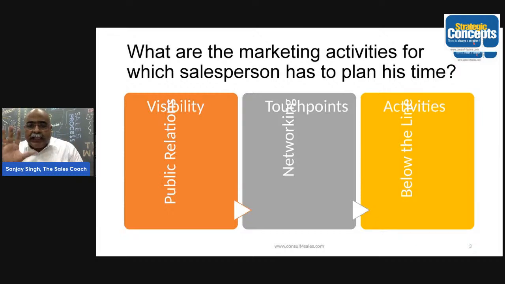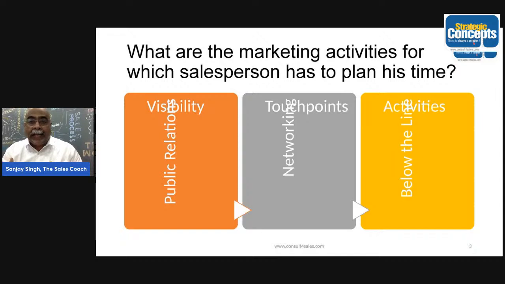Once we have understood that these are the 5 sales activities which eat away the time of a salesperson, let's also quickly look at 3 points which are marketing activities which I feel are required to be done by every salesperson. First marketing activity is visibility. As a salesperson, you can maximize your visibility in the market by doing effective public relations. The second marketing activity is maximizing the number of touch points. And for maximizing the number of touch points, you need to do effective networking.